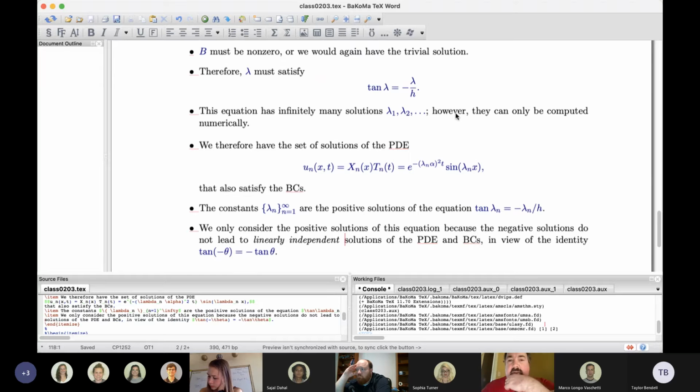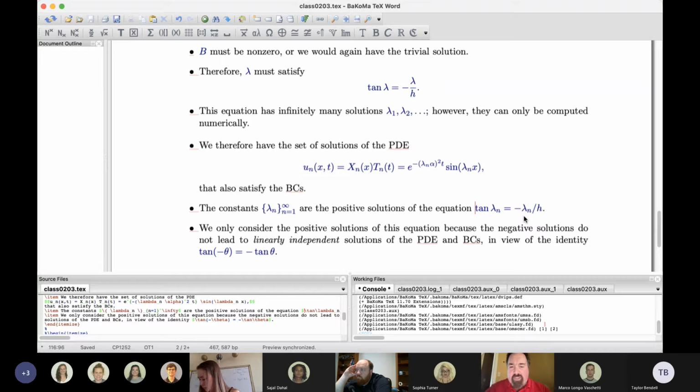Also, while this equation does have solutions that are both positive and negative, we're only going to consider the positive solutions, because if I put a negative in here, then that would not lead to linearly independent solutions. Because what would happen is, if I have a lambda n that satisfies this equation, minus lambda n will also satisfy this equation. The reason why is tangent is an odd function. Both sides of this equation are odd functions, so that's why we have a relationship. So we have solutions that are positive and negative mirror images of each other.